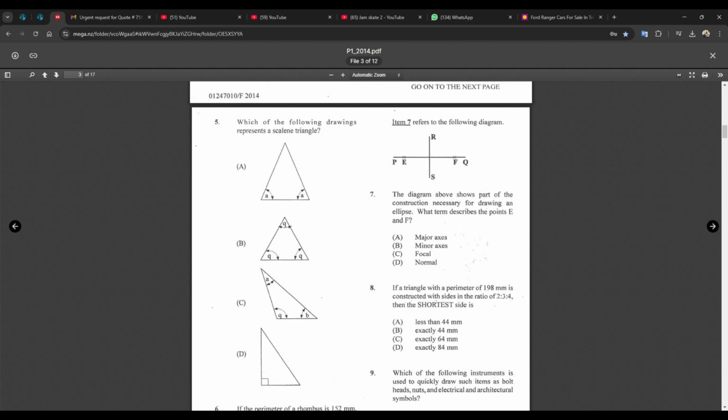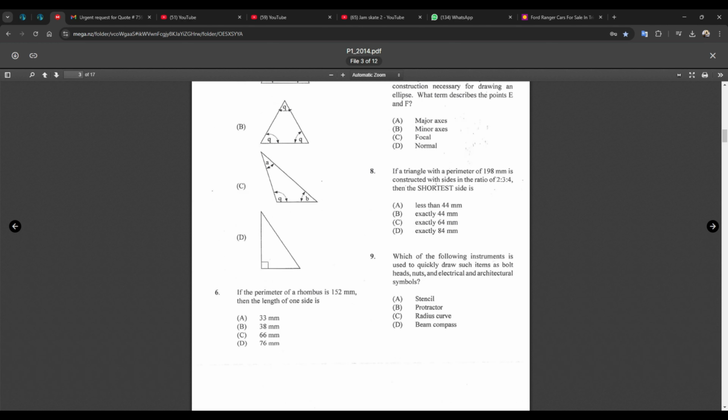Number 7, the diagram above shows part of the construction necessary for drawing an ellipse. What term describes the points E and F? So this is E and this is F, and they are clearly focal points. So number 7, C.